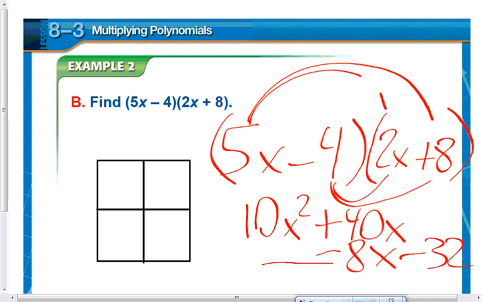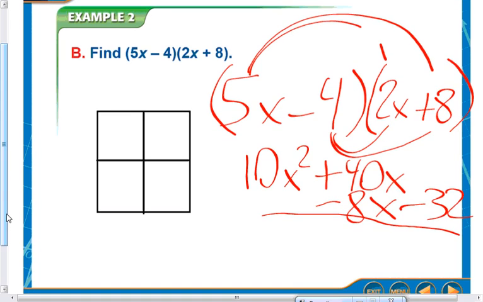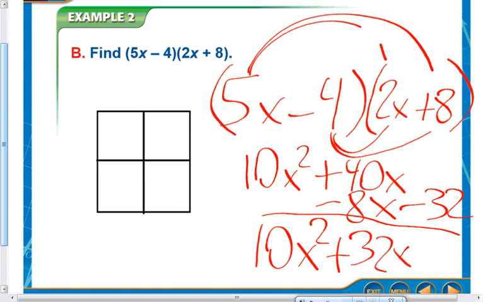And then you just do a big line at the bottom or whatever. And yes, I have to scroll down. And then you just go 10x squared plus 32x minus 32. And there you go. That's that one with the FOIL method. You can do a box method if you want to. There you go. All right.